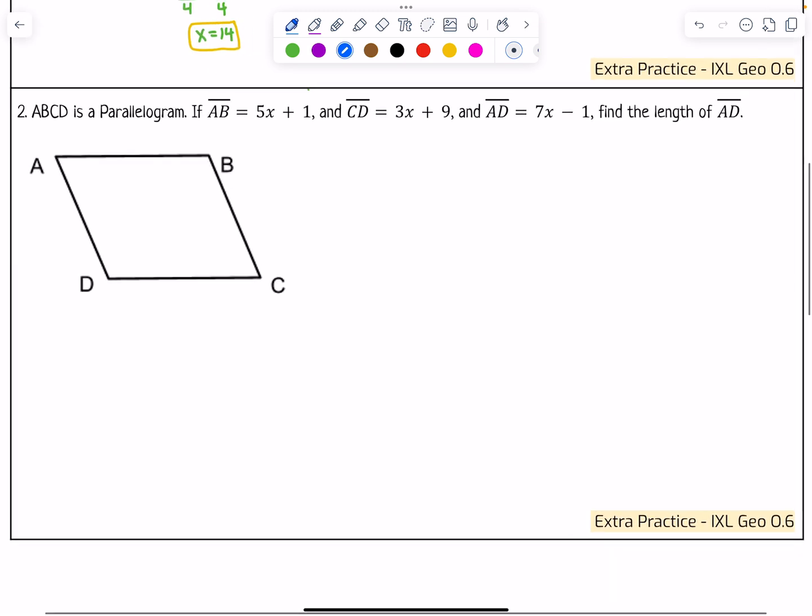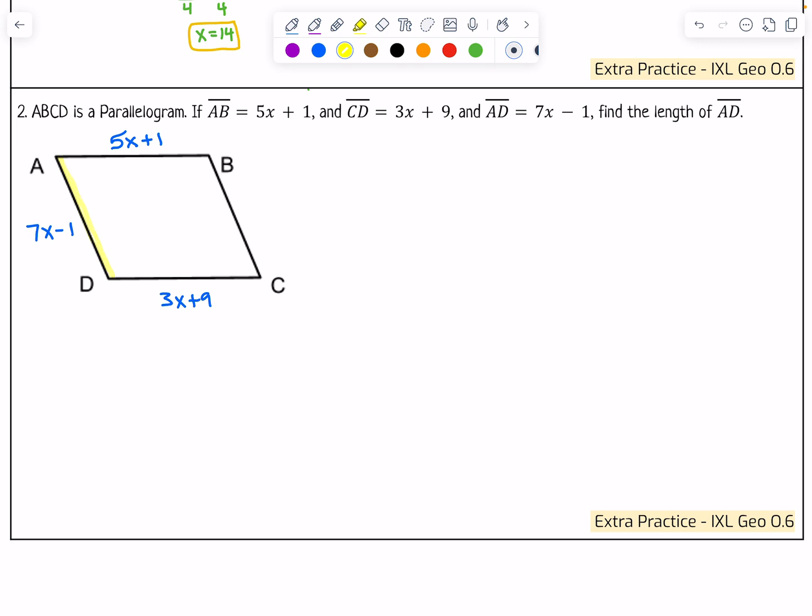It says ABCD is a parallelogram if AB is 5x plus 1. So let's label that. And CD is 3x plus 9. And AD is 7x minus 1. Find the length of AD. So we eventually want to know the length of this side.